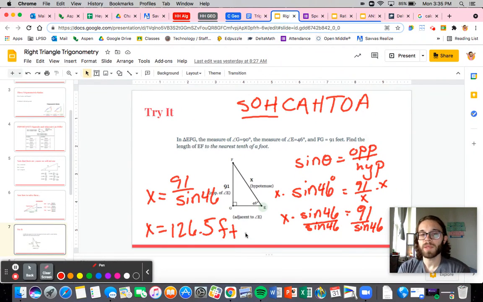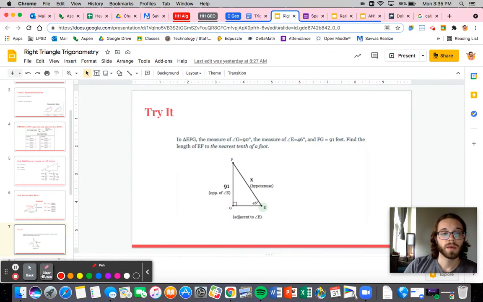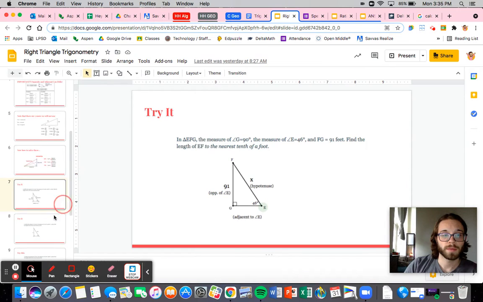All right, so simple enough. Really, all we're doing here is plugging it in, and then it's a number. So I'm then just solving for my x. So let's do another one.